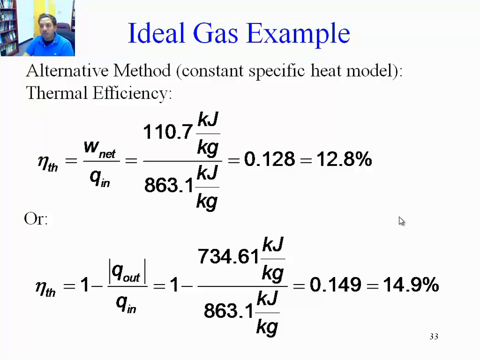So this is it. This is the discussion on ideal gases, and this is the implementation of the concepts of ideal gases into an example problem in which we went through many different processes in a cycle and calculated using the two models, the constant specific heat model and the variable specific heat model, and talked about the difference between the two.